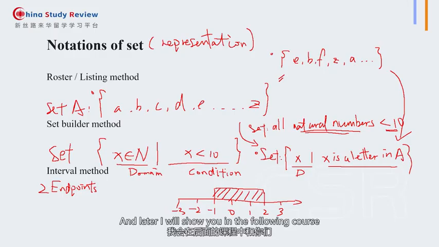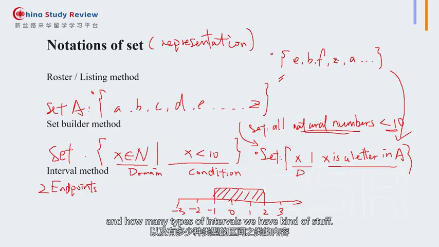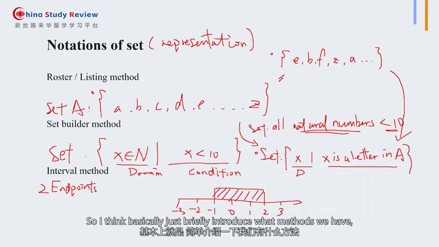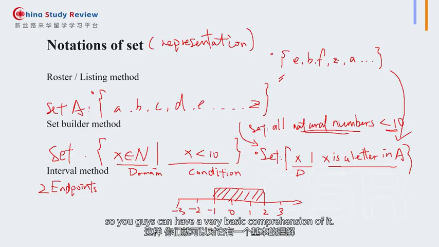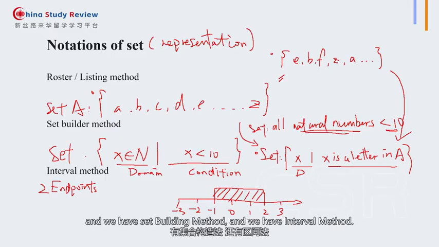Later I will show you, in the following course that specifically talks about the representation of sets, how to represent sets using the interval method and how many types of intervals we have. For now, I just briefly introduce the methods so you can have a very basic comprehension of it. You now know that we have the roster method, or listing method, the set builder method, and the interval method.